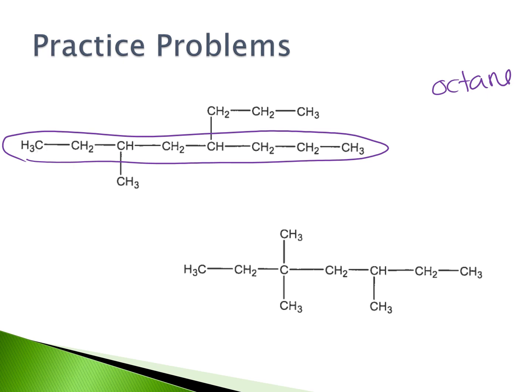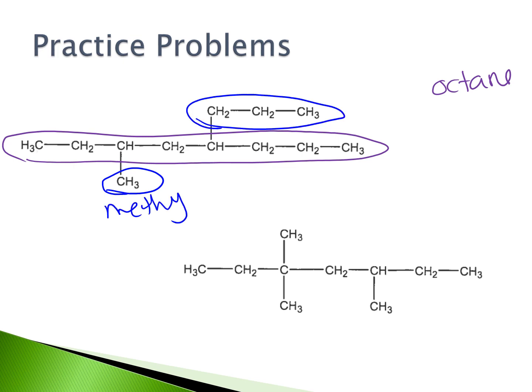Now I need to find my little subgroups, okay? So I've got my methyl, and I've got whatever this guy is. So this is methyl, and this is 1, 2, 3. So it goes meth, eth, prop. So this is propyl.